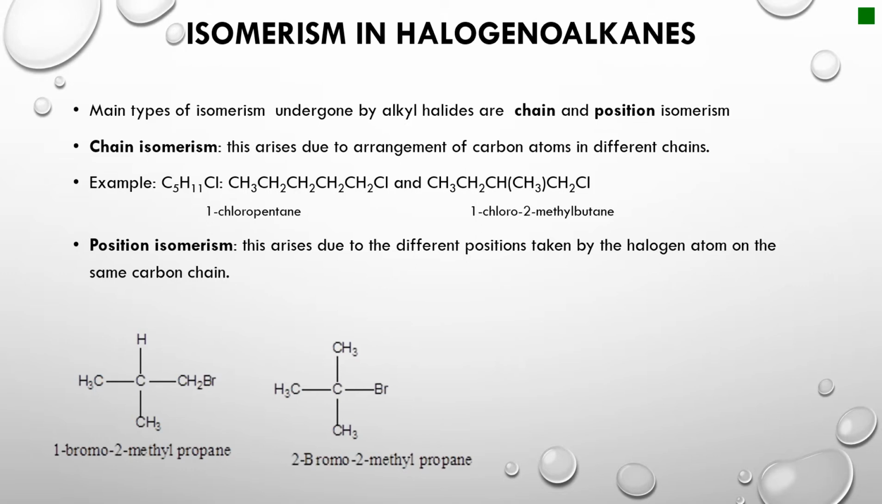We have position isomerism. This arises due to the different positions taken by the halogen atom on the same carbon chain. For example, 1-bromo-2-methylpropane and 2-bromo-2-methylpropane.